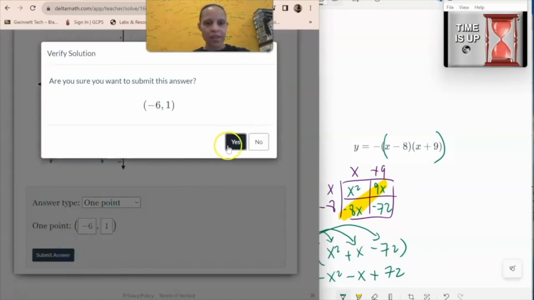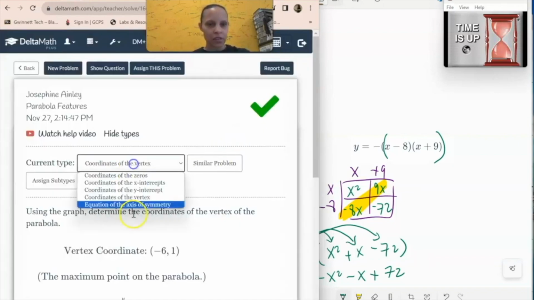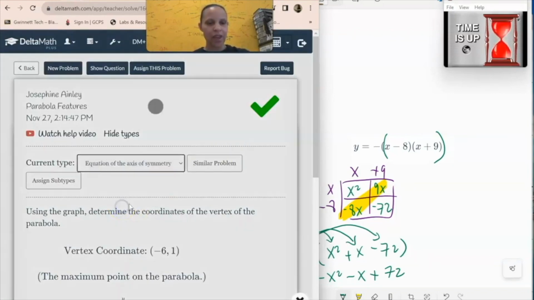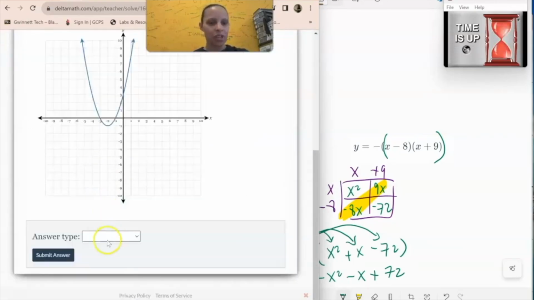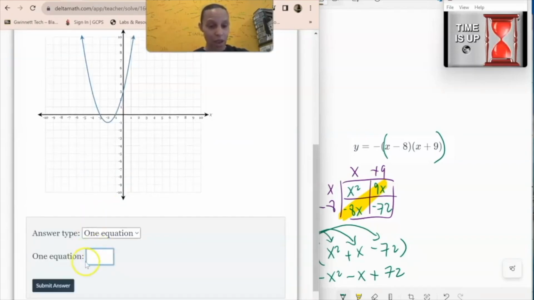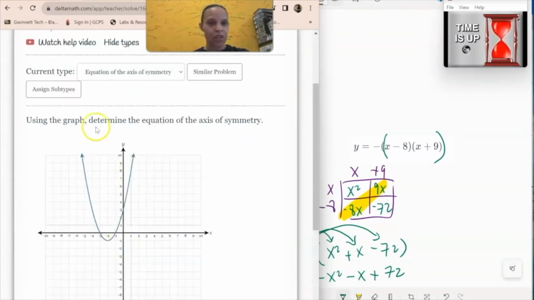All right, and then the last thing that we're going to take a look at is your equation of axis of symmetry, and the key is in the word equation. Anytime you see an equation, there should be an equal sign. So points are not going to give you an equation. Equal sign. And when you have this, you need to put an equation. So determine the equation of the axis of symmetry. What does that mean? Where it splits the graph exactly in half.